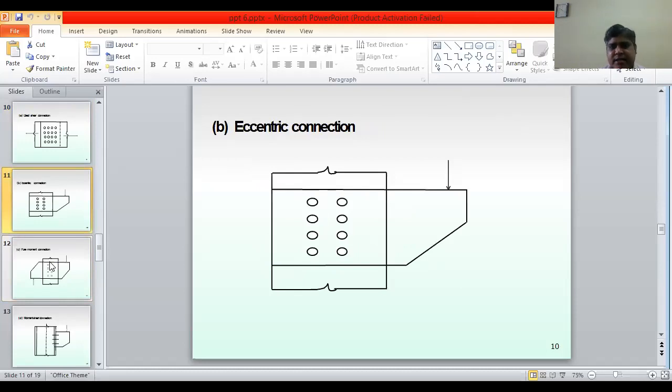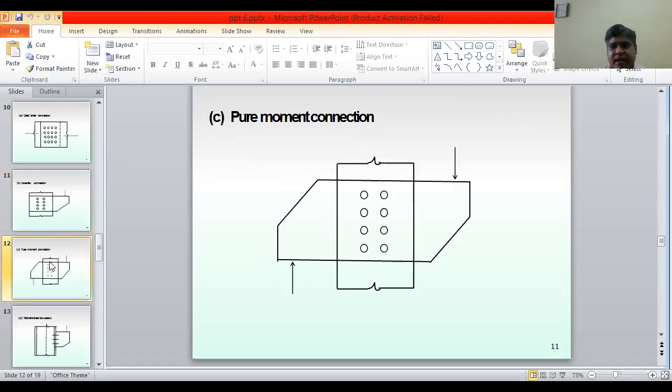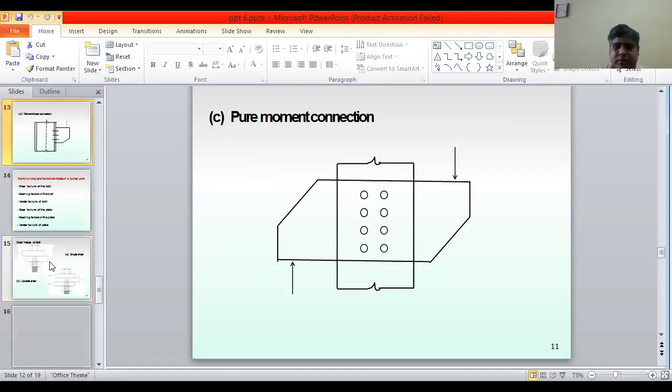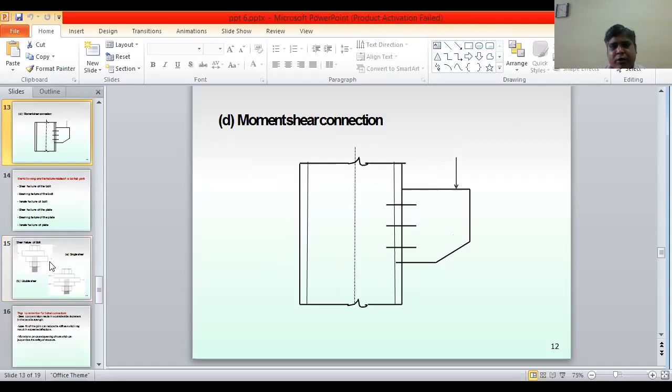Now, eccentric connection. That means one extra plate will be provided. This plate is known as a gusset plate, and the load will be applied on the gusset plate. Now, pure moment connection. In this case, moment will be considered, that is, a couple of downward force and upward force is created. That means moment will be created. Now, moment shear connection. This diagram shows the moment shear connection.